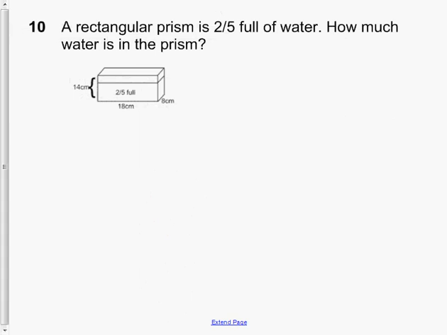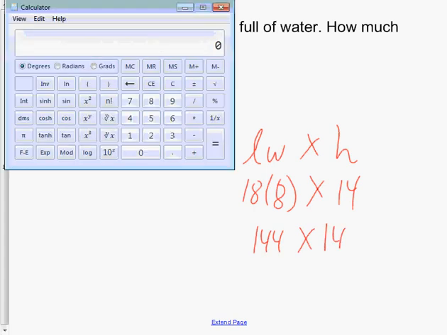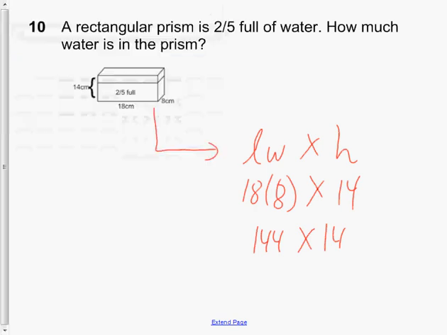And finally, the last question says, this rectangular prism is 2/5 full of water. How much water is in the prism? Well, the first thing I'm going to do is just figure out, not if it's half or 2/5 full, if it's full, what would it be? So the length would be 18. The width would be 8, multiplied by the height of the whole prism, which is 14. 18 times 8 is 64 and 80, which is 144. Multiplied by 14. Can't do that in my head. So I take my calculator. 144 times 14 is 2016. So the volume of the full prism is 2016 cubic centimeters, right?